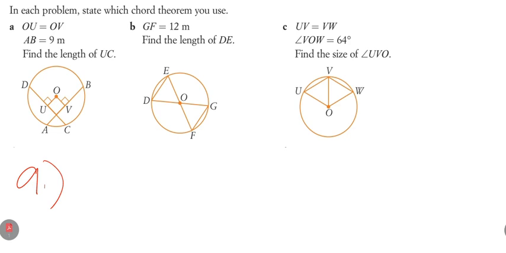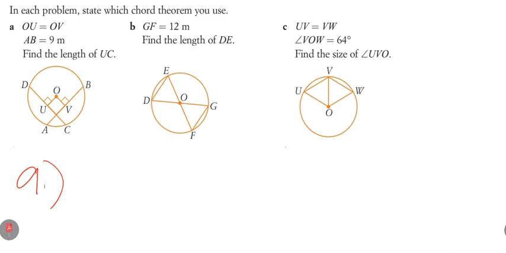Now, chords that are equidistant from the center of the circle are equal in length. Conversely, you can see here we have OU equals OV. For the first one, the chord we have here is AB, which equals the chord DC. Here we can see that we have a perpendicular bisector, so we're going to apply the perpendicular bisector. You can see that the line drawn from the center of the circle is perpendicular to the chord, bisecting the chord.